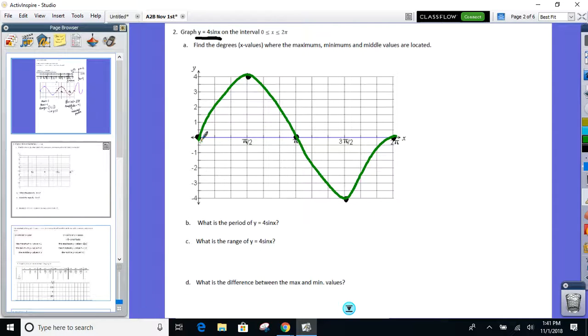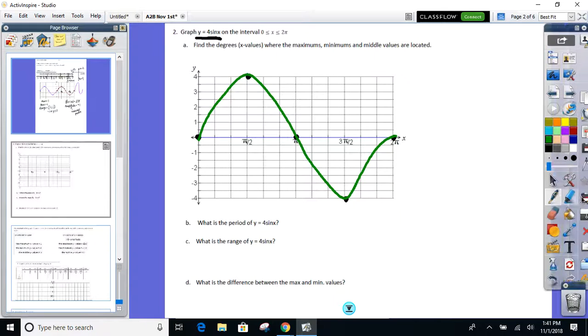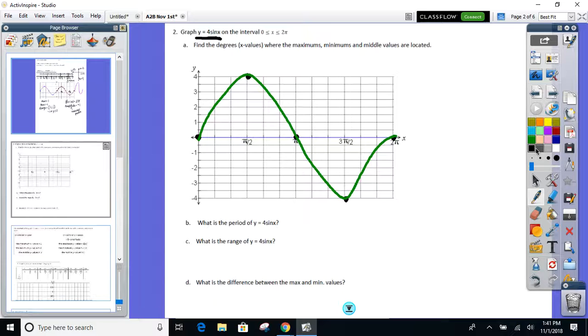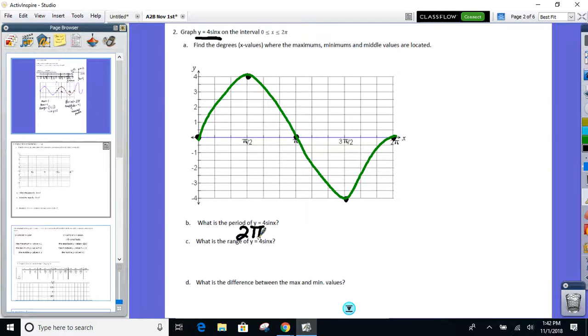Not worried about the numbers and the values in between the quadrantal angles. Okay, a couple questions for you. What's the period? How long did it take to make one full sine curve? Okay, 2 pi, and that's going to be my answer until Monday.